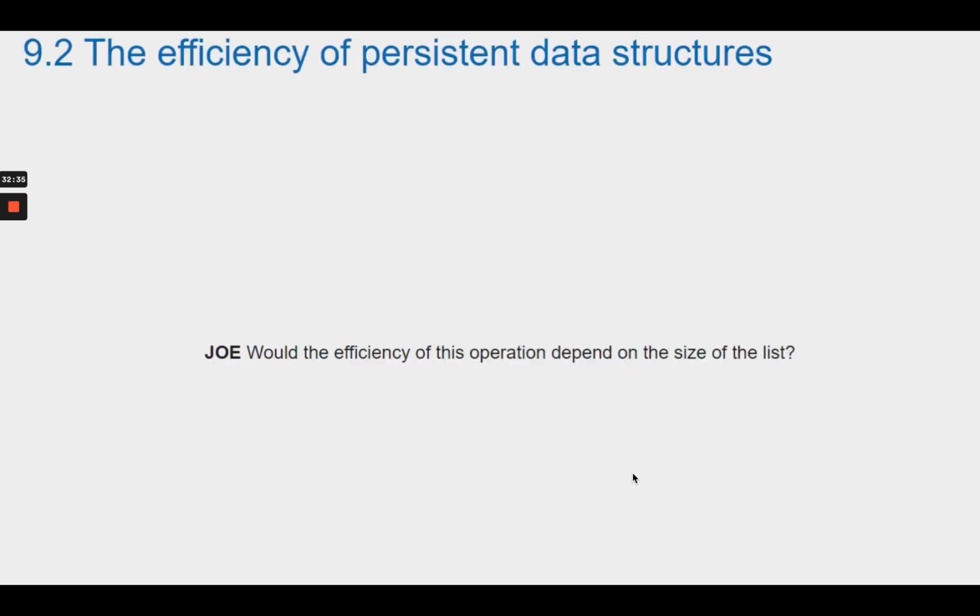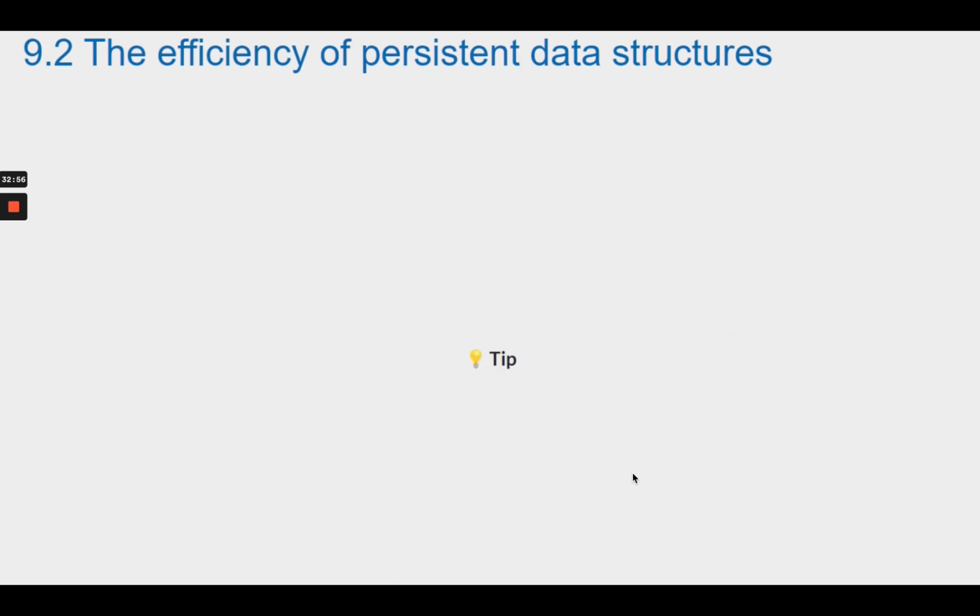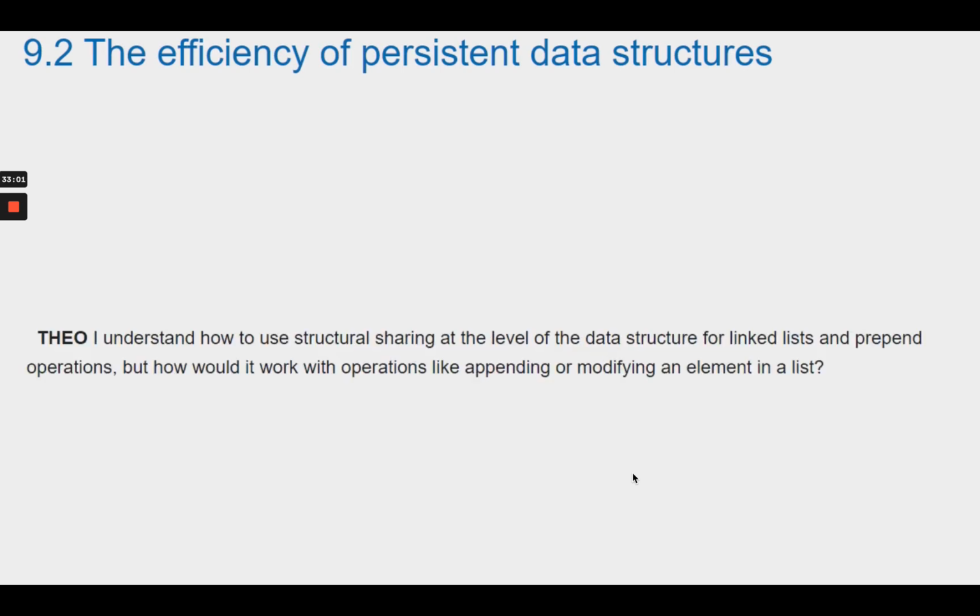Joe, would the efficiency of this operation depend on the size of the list? Theo, no, it would be efficient no matter the size of the list. Joe, that's what I mean by structural sharing at the level of the data structure itself. It relies on a simple but powerful insight. When data is immutable, it is safe to share it. Tip. When data is immutable, it is safe to share it.